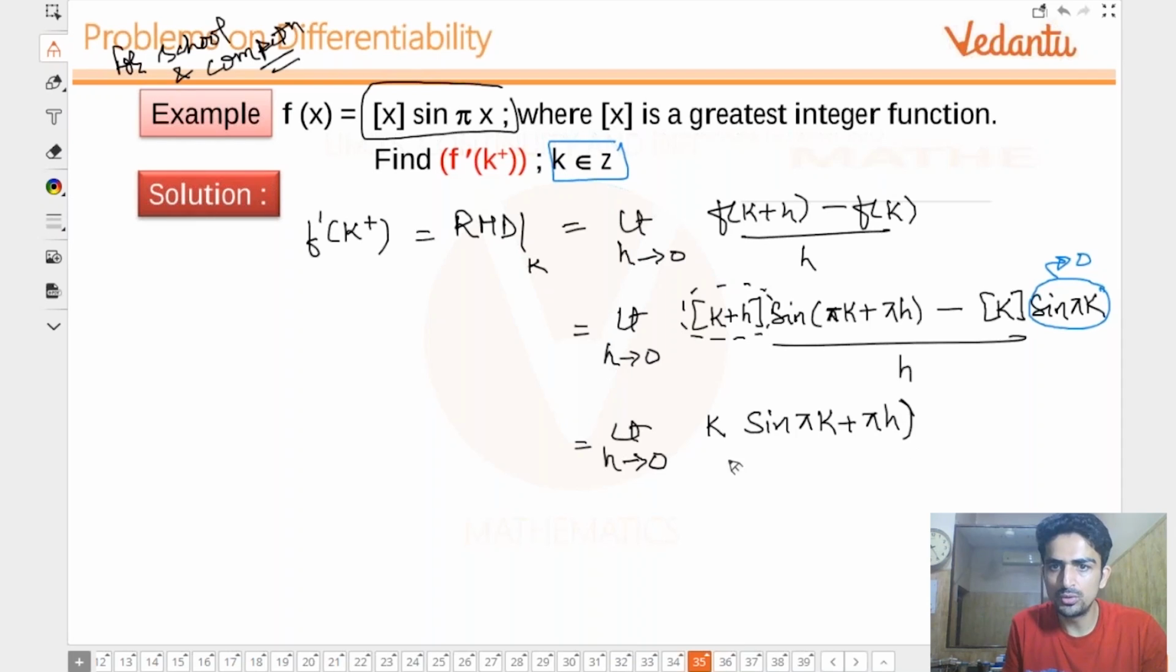Minus 0 upon h. This much is left. Just have a look.